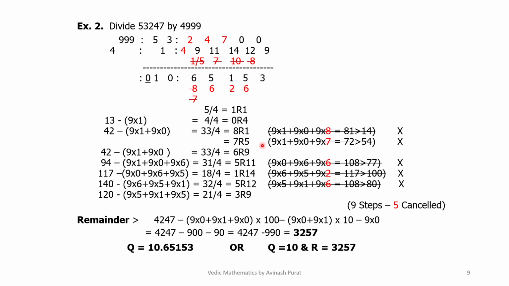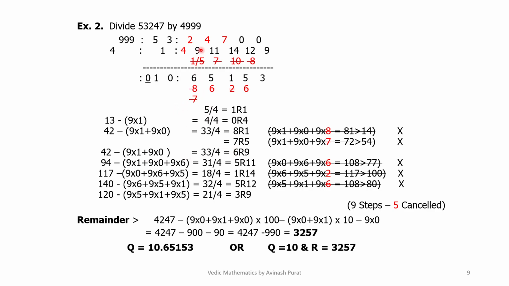Now the next dividend would be 54, and 54 minus 9 into 1 plus 9 into 0 plus 9 into 7 becomes 72, which is again more than 54. So that is also not possible. So we go back to 42. 42 minus 9 into 1 plus 9 into 0 equal to 33 by 4, and 6 is the quotient and the remainder is 9.